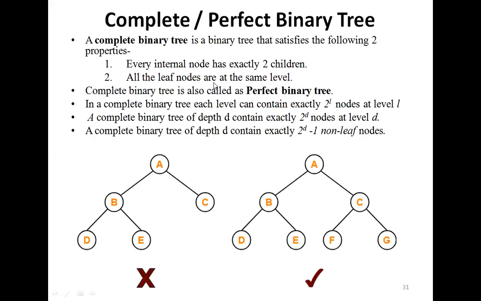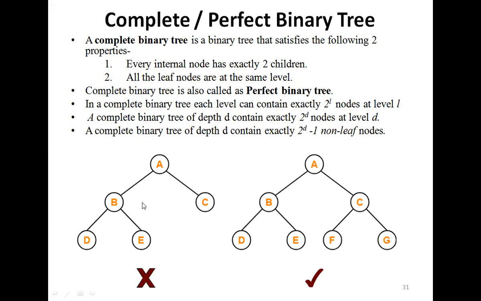Then complete binary tree or perfect binary tree. So a complete binary tree is a binary tree that satisfies the following two properties. First property is every internal node has exactly 2 children, and all the leaf nodes are at the same level. Okay, two conditions it should satisfy. It must satisfy: every internal node has exactly 2 children, and all the leaf nodes are at the same level.